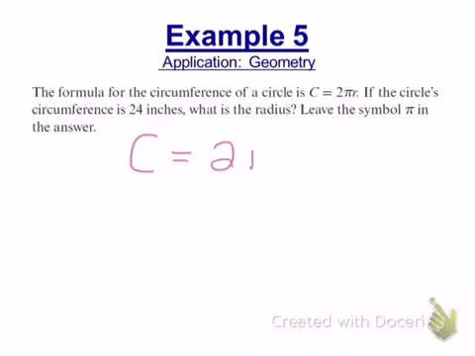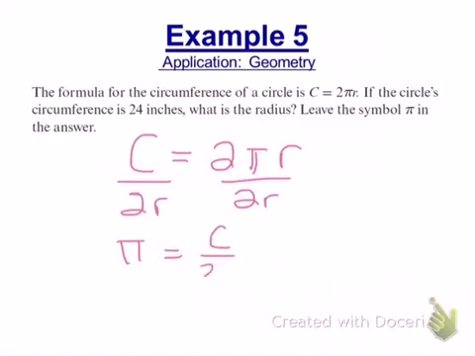Now we can take this formula right here. Can't we solve it for pi? And when we solve it for pi, it'll tell us what pi equals. How would we solve for pi here? Divide by 2r. So pi equals the circumference divided by twice the radius. Twice the radius is the diameter. So what is pi? Pi is the circumference of a circle divided by its diameter.